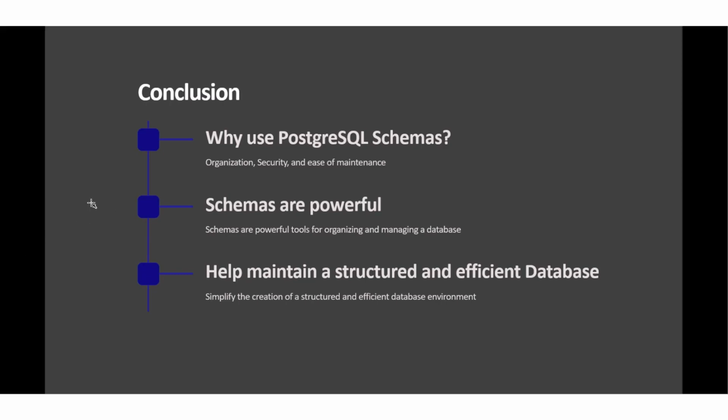Well, they offer several benefits, including logical organization. Schemas allow you to logically group related database objects together, making it easier to manage and maintain your database. They are also secure. You can assign different access privileges to different schemas, enhancing security and control over your data. They also help with the ease of maintenance. Schemas make it simpler to manage multiple databases or applications within a single PostgreSQL instance.